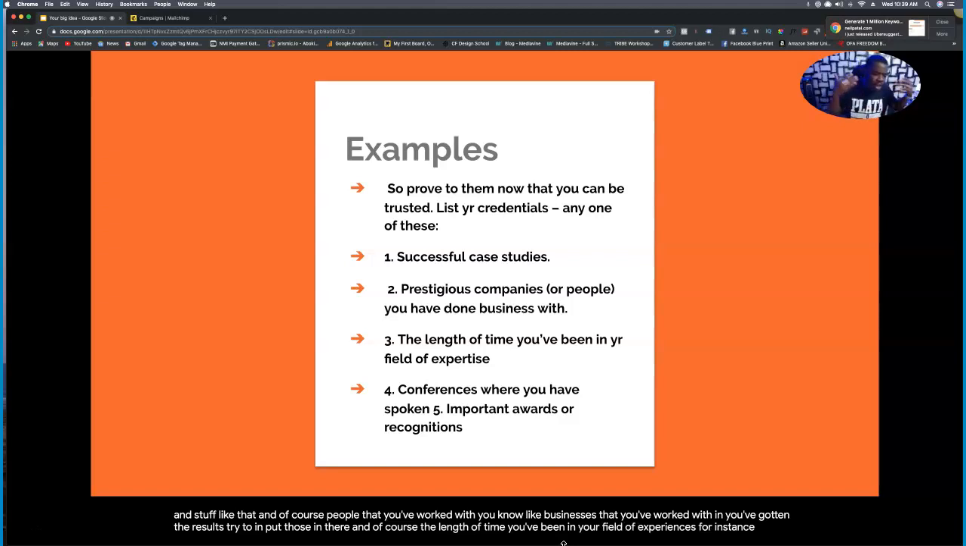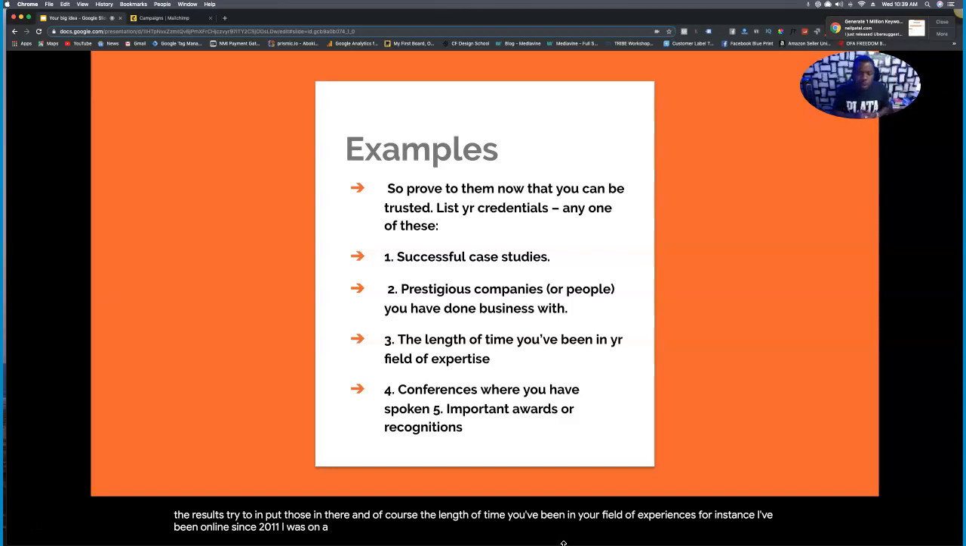For instance, I've been online since 2011. I was an affiliate marketer. I started my own agency in 2016. I was a member of the Russell Brunson Two Comma Club X. Stuff like that will make people understand, I think this guy has a solution to my problem because he knows what he's talking about. Make sure you include that as well.